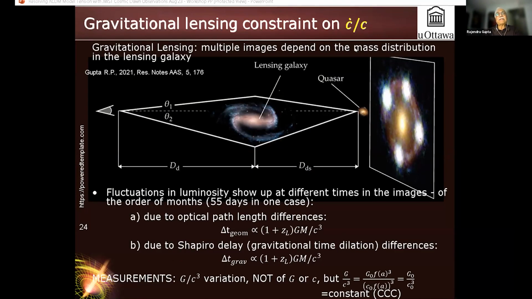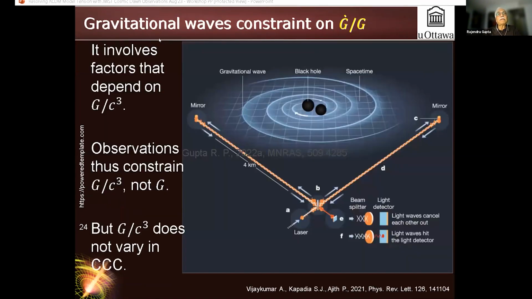Same with gravitational lensing. Gravitational lensing has a ratio. It involves path lengths, changes, quasars detected with different path lengths. I'm not going to go into detail again because of limited time. But here you see G m over c cubed. G is varying as c cubed, so their variation will cancel. You will never be able to detect the variation of c or G using this method. Same with gravitational wave constraints. Again, it depends on G over c cubed.